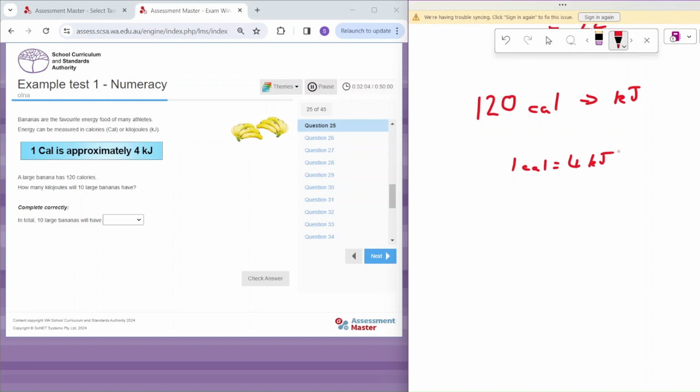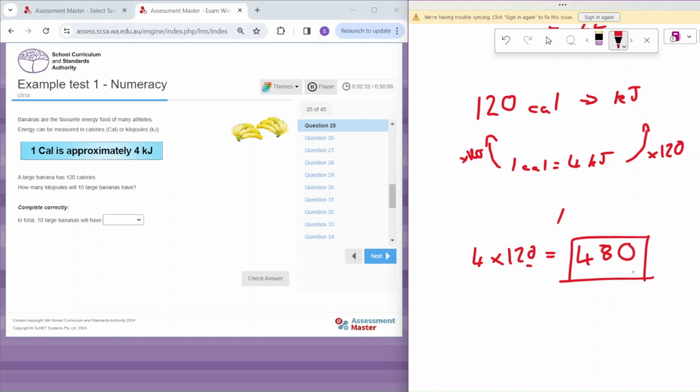Well, I have to times 1 by 120 to get there. So I have to times 4 by 120 also. So 4 times 120, let's work that out. That's equal to, well, 4 times 12, 12, 24, 36, 48. And add that 0 back that we dropped, 480. So there's 480 kilojoules we found by using our equation laws and knowing our rule of equivalence. 480 kilojoules, not calories, in 1 large banana.